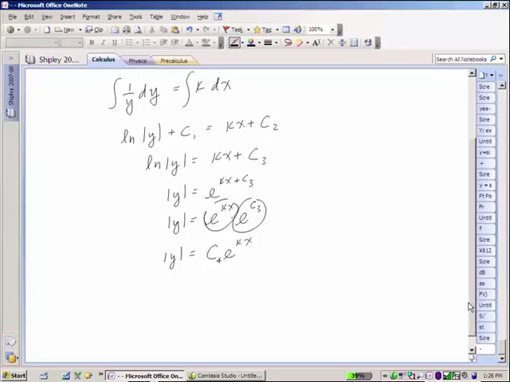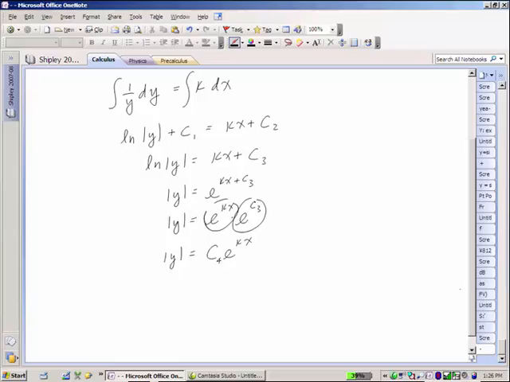Okay, Mr. B, couldn't you also just, before we even did that, raise both sides to e, then you get rid of the ln of y? That's what he did. That's how we got e to the kx, y, plus c3. Oh, yeah. Okay, c3. I was confused with the ln.